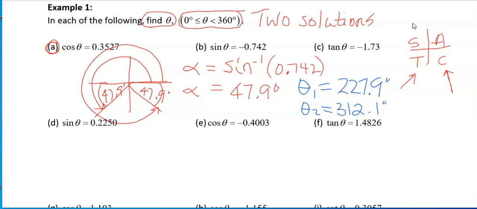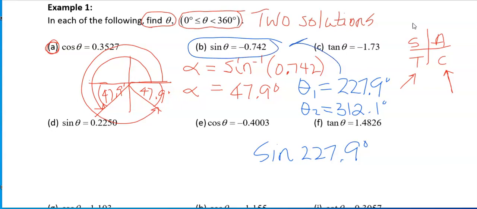By the way, you can check these solutions, just like you can check the solution of any equation. If you were to type into your calculator the sine of 227.9 degrees, remember now all you're doing is substituting the solution back into the original equation to see if it's true. You should get a result very close to negative 0.742. It won't be exactly that because, of course, we rounded theta, didn't we? We rounded the reference angle. So there's going to be a little bit of error there, but it should be very, very close to that result. Okay?